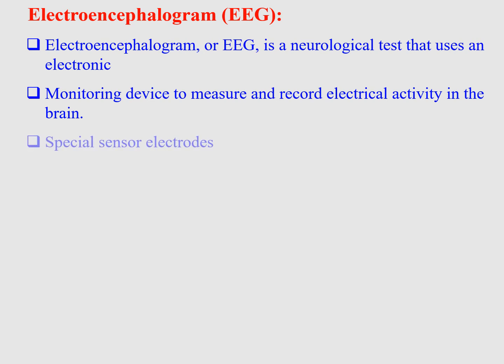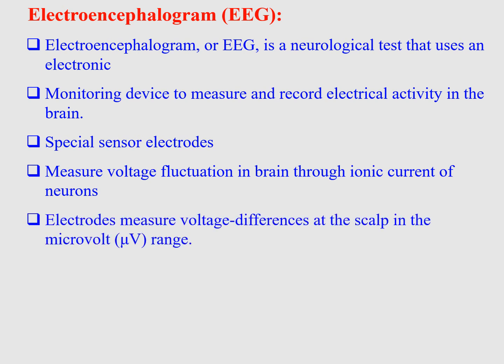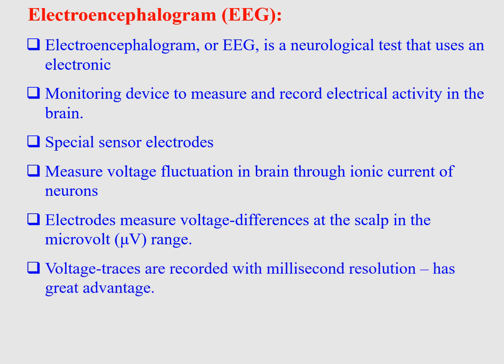Special sensor electrodes are used to measure this electrical activity in the brain. These special sensor electrodes can measure voltage fluctuations in the brain through ionic current of neurons. Electrodes measure voltage differences at the scalp in the microvolt range. Voltage traces are recorded with millisecond resolution, which is a great advantage.